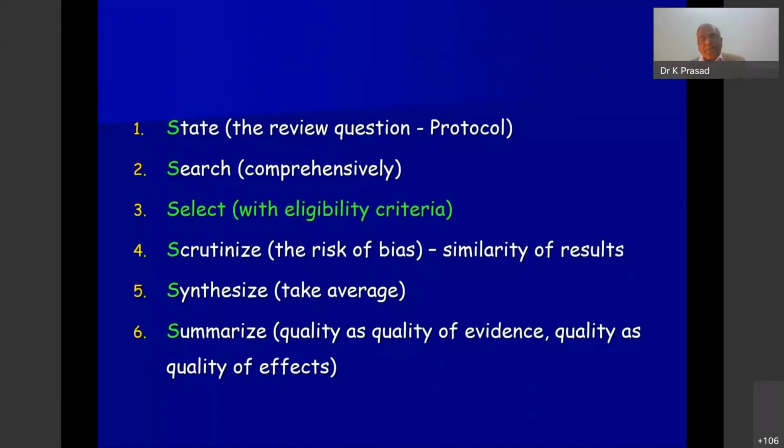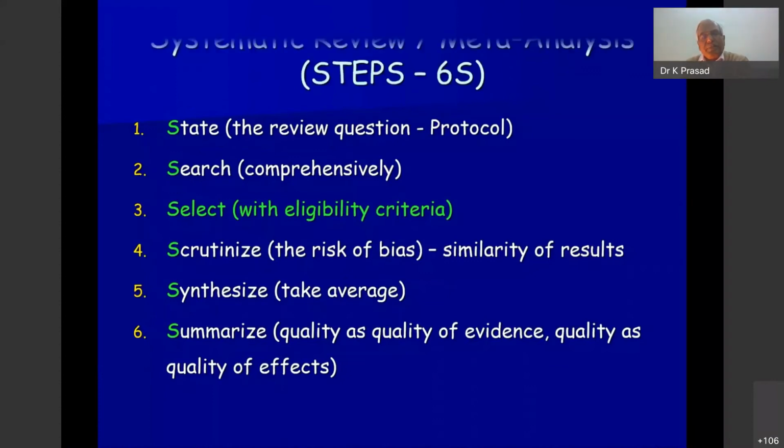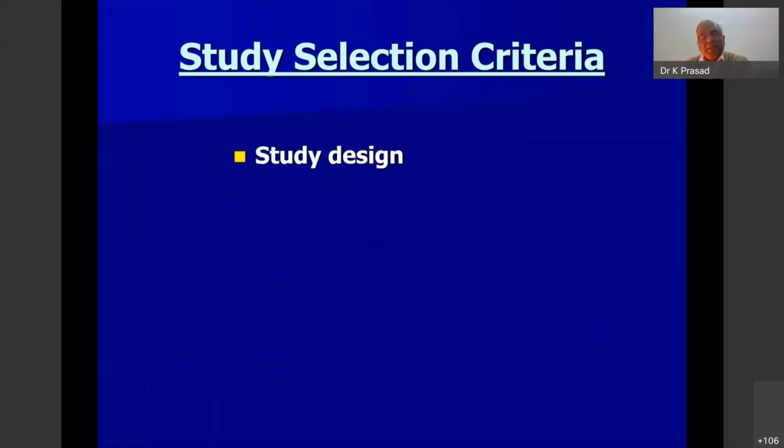Then you have to select studies using eligibility criteria. Now, one of the very important eligibility criteria is what study design you are going to use. So the question is, are you going to take only randomized control trials? Are you going to combine randomized trials and cohort studies? Are you going to take case control studies as well? Because the level and extent of bias in various designs is very different. It is generally not advisable to combine two different designs in one meta-analysis.